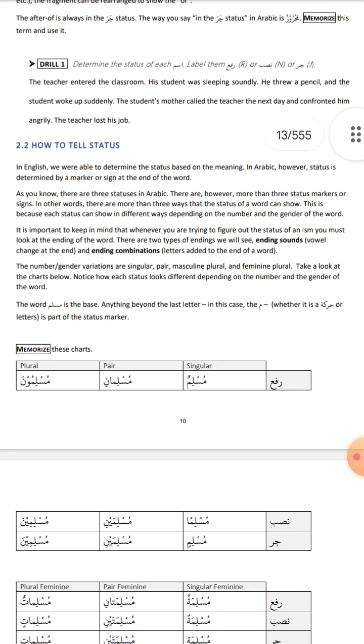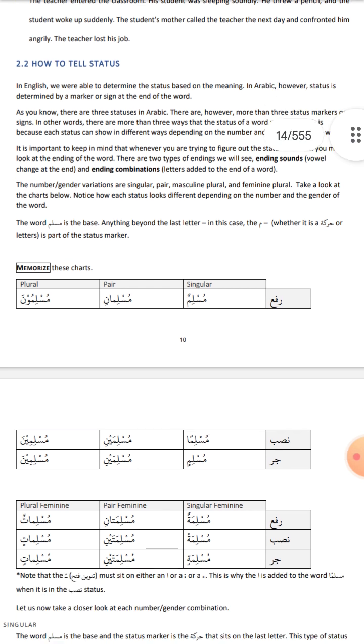It is important to keep in mind that whenever you are trying to figure out the status of an ism, you must look at the ending of the word. There are two types of endings we will see: ending sounds, a vowel at the end, and ending combinations, letters added to the end of a word. The number and gender variations are singular, pair, masculine plural, and feminine plural. Take a look at the charts below. Notice how each status looks different depending on the number and the gender of the word.